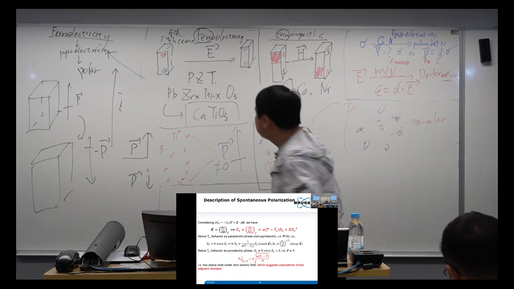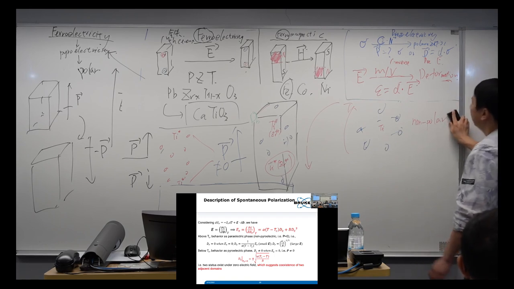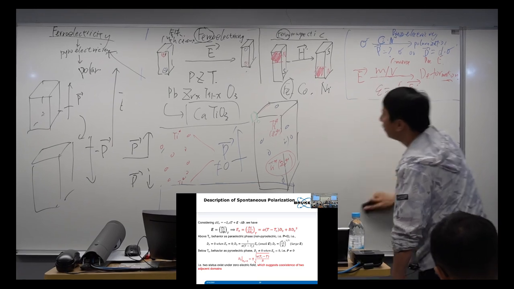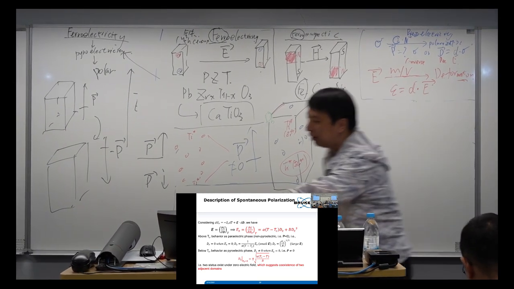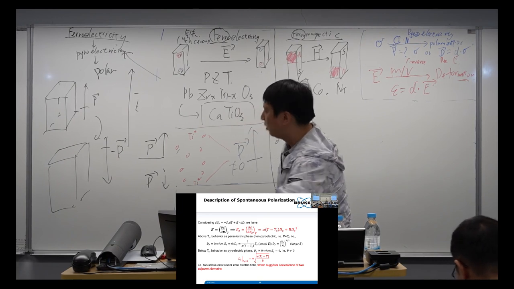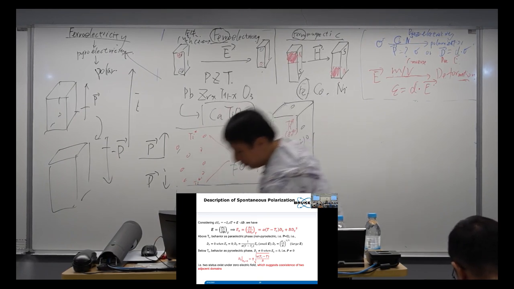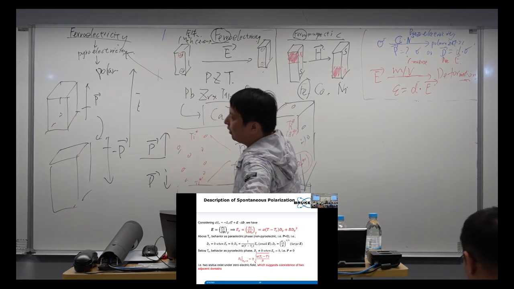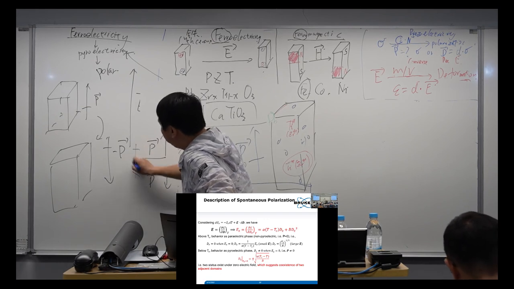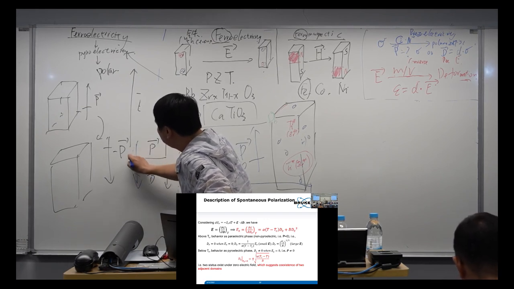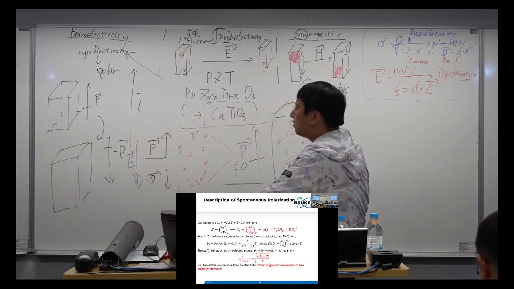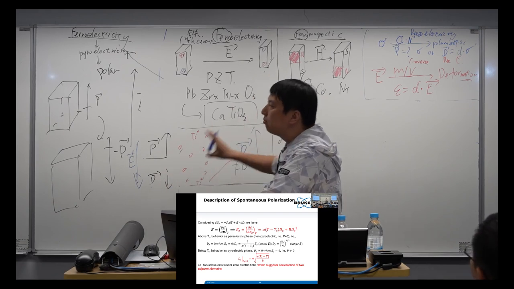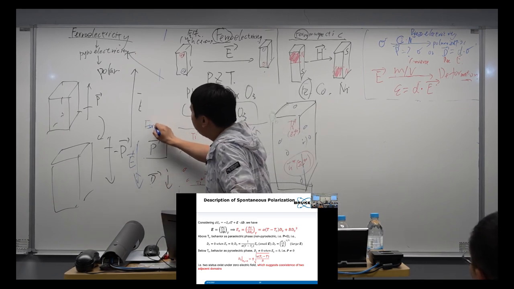Okay, so the next thing is, if we have two states, one is facing up, one is facing down, and if an electric field can change the state from this one to this one, then we call this material ferroelectric.